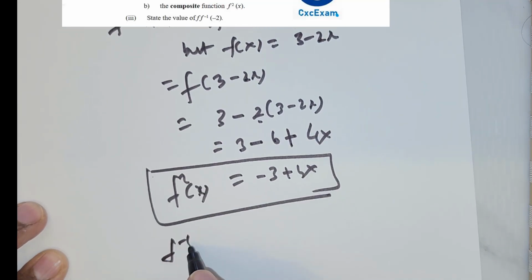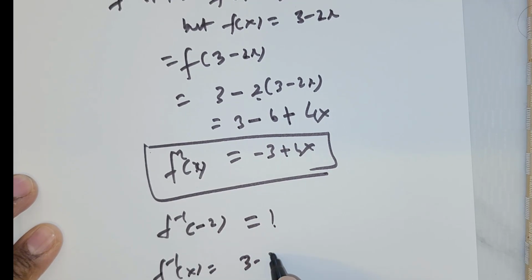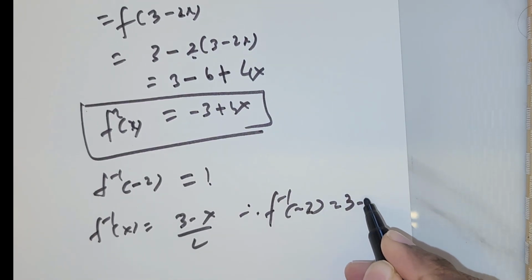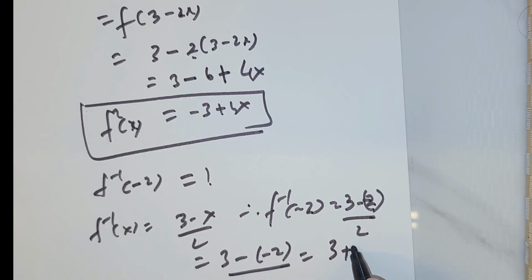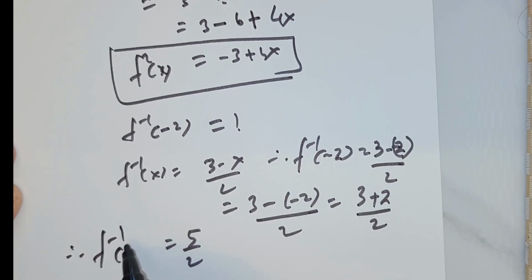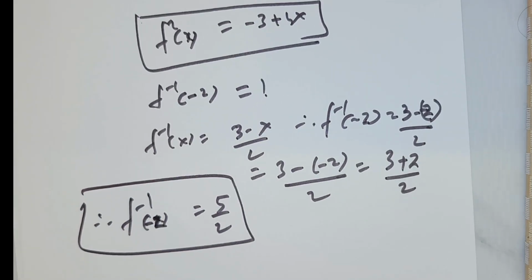Now the next question is we are asked to find f inverse of −2. Now we just found f inverse of x to be equal to (3 − x) divided by 2. So therefore f inverse of −2 is equal to, in place of x you substitute −2. So this is going to be (3 − (−2)) divided by 2, which is nothing but (3 + 2) divided by 2, which is nothing but 5 over 2. So therefore f inverse of −2 is 5 over 2.